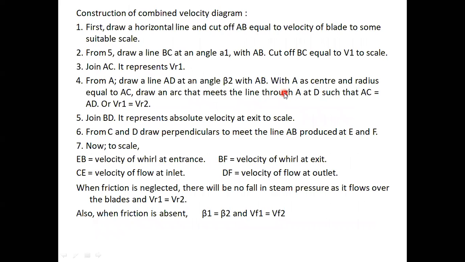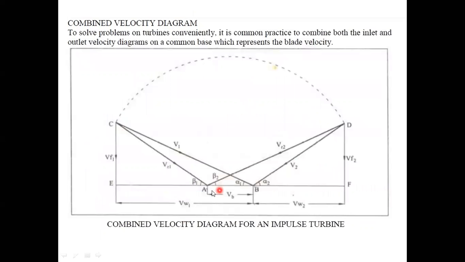Construction of the combined velocity diagram, already explained to you. So see how to construct the combined diagram. First, draw a horizontal line and cut off AB equal to the blade velocity to some suitable scale. See, first we draw this horizontal line like that and mark AB using a suitable scale. AB means blade velocity.